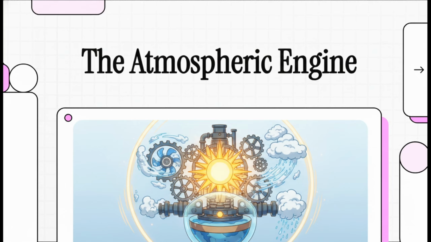We're going to break down exactly how this giant engine is built, how it's fueled by the sun, the moving gears of pressure and wind, and finally, its exhaust system of clouds and precipitation. Let's get right into it.